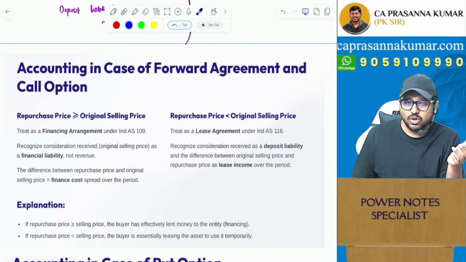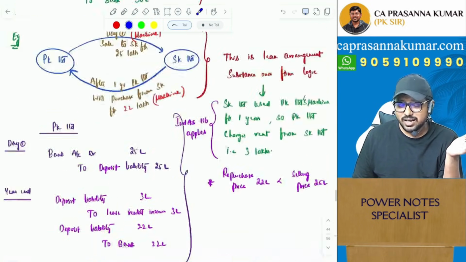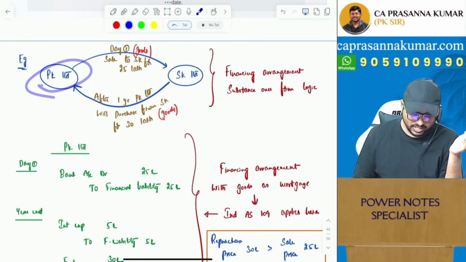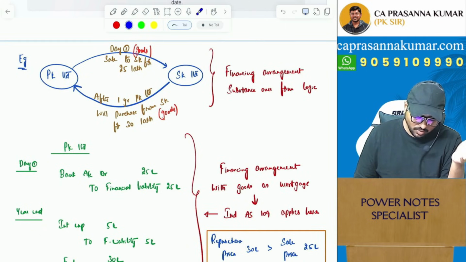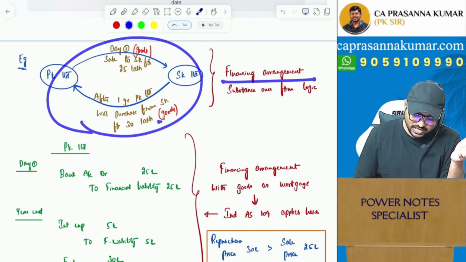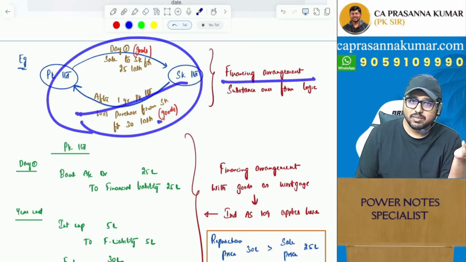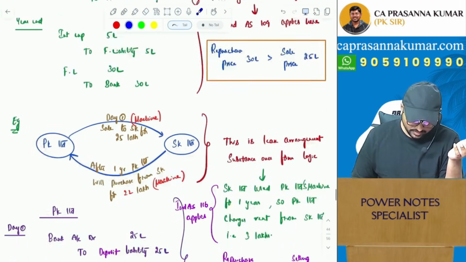And in case of call option also, the treatment is the same because you have the right to buy. Who is the buyer in our example? PK Limited is the buyer because he buys after 1 year. And if he has got the right to buy, he'll definitely buy because the arrangement is financing. So definitely he will buy at a higher price. Got the point? Here also definitely he'll buy.